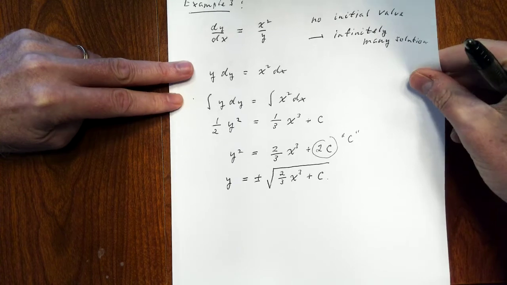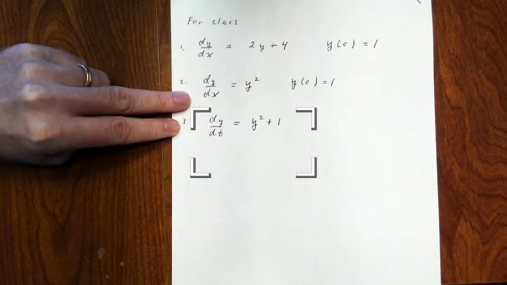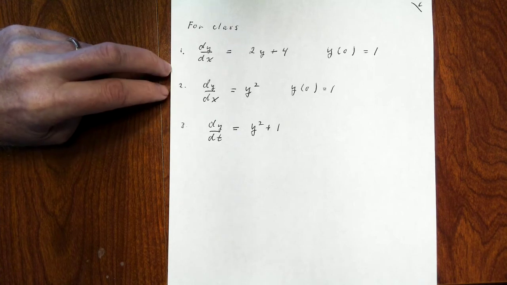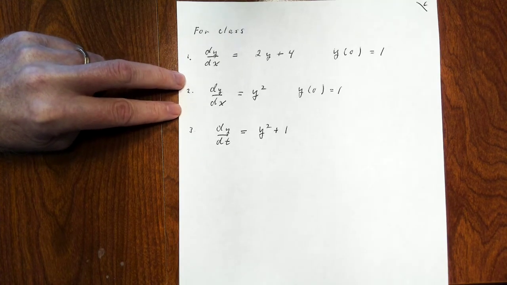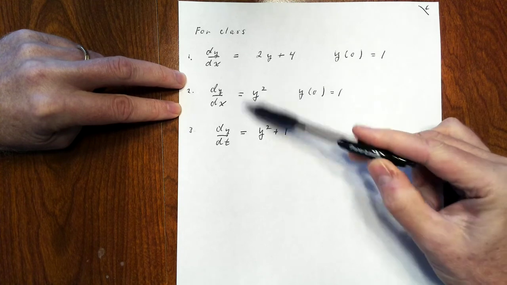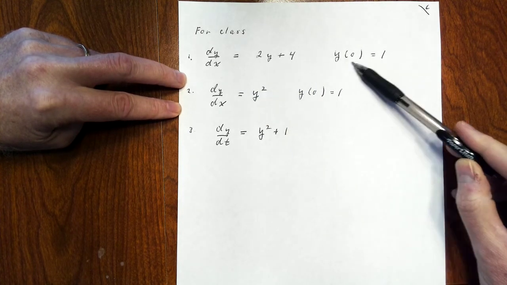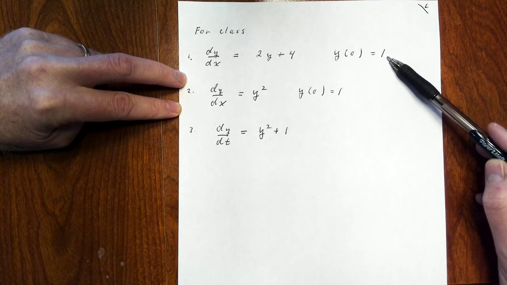So we're going to be spending some time in class working on some applications of differential equations, looking at Newton's law of cooling, logistic growth in biology, various examples. What I would like for you to do for class are 3 examples. dy/dx equals 2y plus 4. The initial value is y of 0 equals 1.